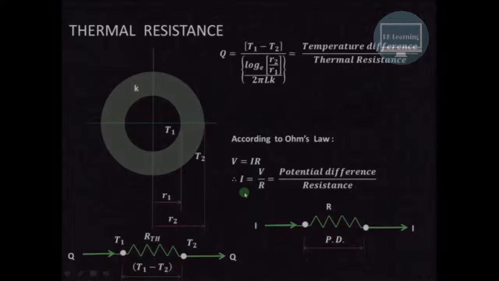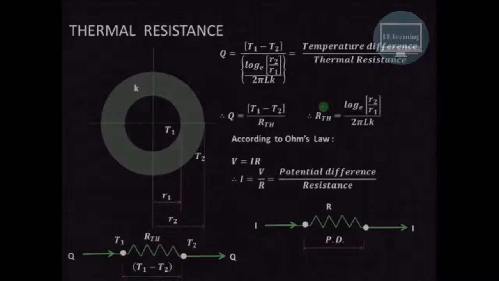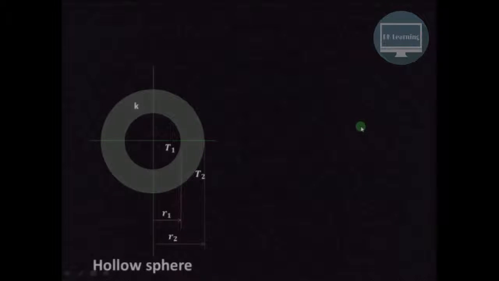So in other words, we are comparing this analogy over here. This is the current flow, which is analogous to heat flow. This is the potential difference, which is analogous to temperature difference, and this is the electrical resistance, which is analogous to thermal resistance. So we can say that this is the value of the thermal resistance in case of the hollow cylinder. So Q is equal to T1 minus T2 divided by R_TH, where R_TH, the thermal resistance, is this term. So in case of the hollow cylinder, the thermal resistance is given by log of R2 by R1 divided by 2 pi L.